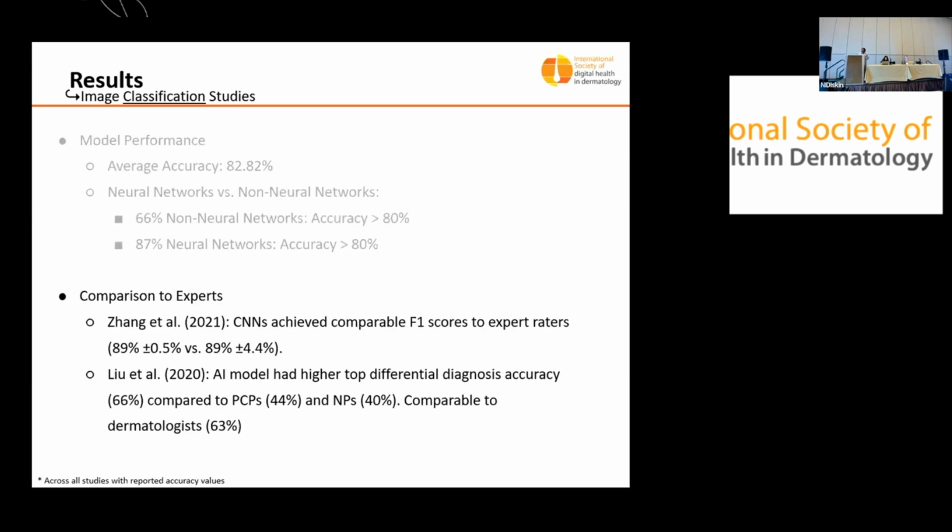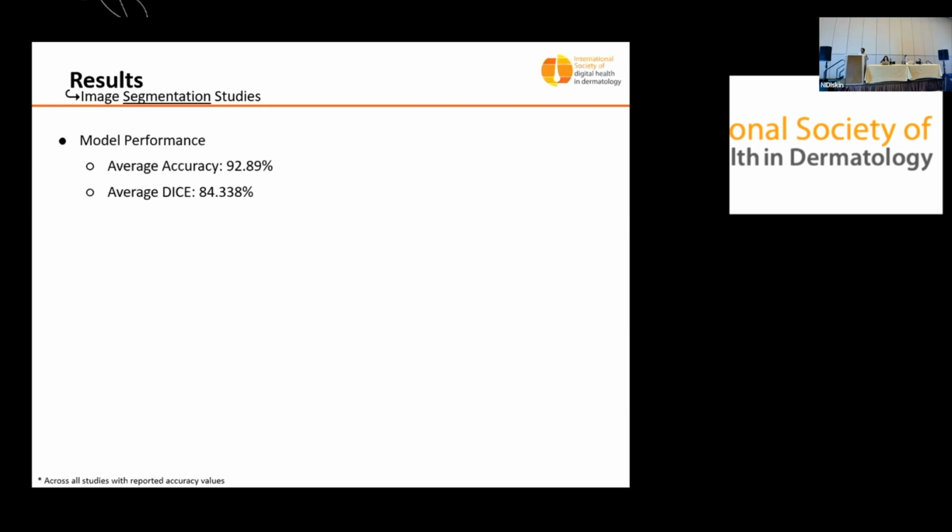And then the good stuff, when you're comparing it to how well it performed compared to physicians, all of the studies actually performed equal to a physician or the expert that was mentioned in the study. Only one of the studies actually said that it performed slightly better than a dermatologist. Then looking at image-based segmentation type studies, they had an average accuracy of about 93%. So overall performing really well. And then it had an average DICE score of around 84%.